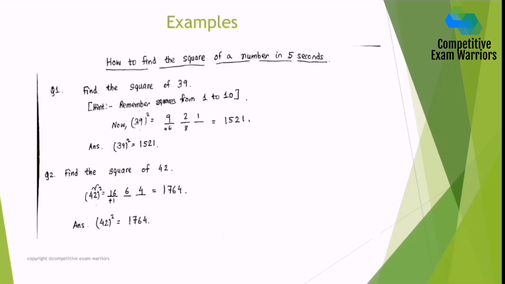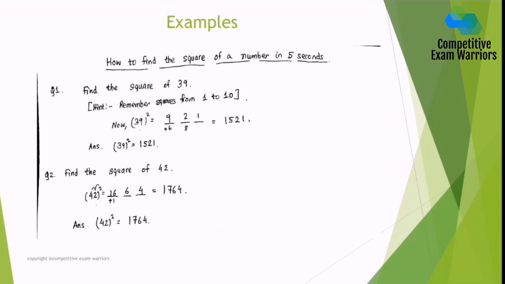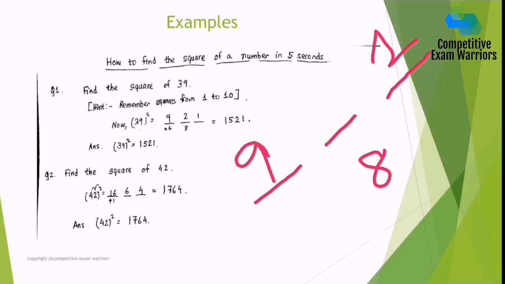Now let's look at this. 39 square you need to find out. Now 9 square comes to be 81. First make these 3 lines. 9 square is 81, so write 1 over here and 8 will be carried forward. Just keep it over here. Now 3 square is 9, keep it over here.